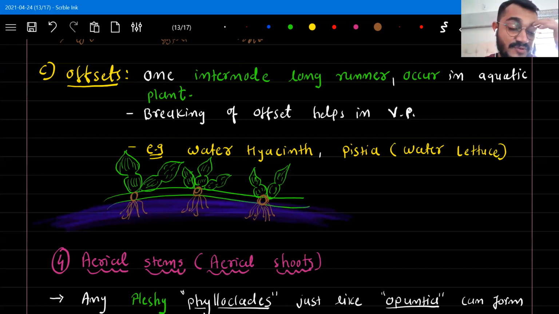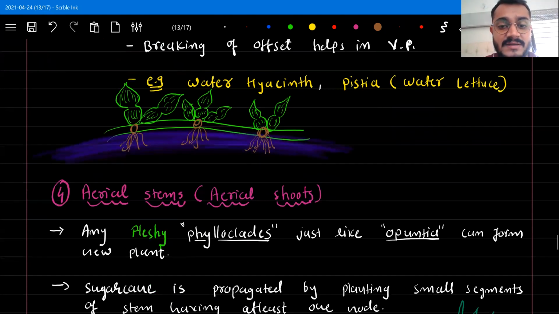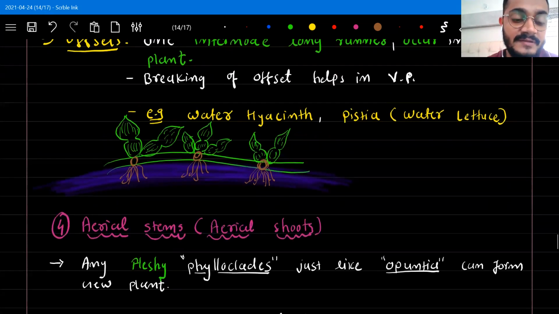And there is a most important question in the board exams also: explain the Terror of Bengal. It can be asked for 2 or 3 marks. And in NEET, it can also be asked as an MCQ: which plant is known as the Terror of Bengal? The water hyacinth. So this is all about the subaerial stem.